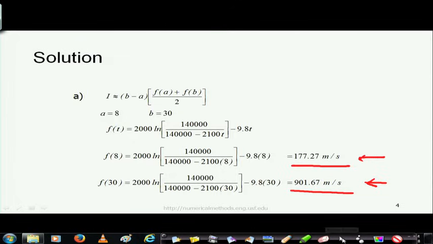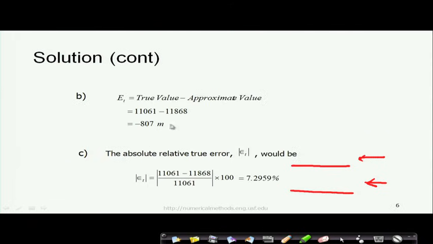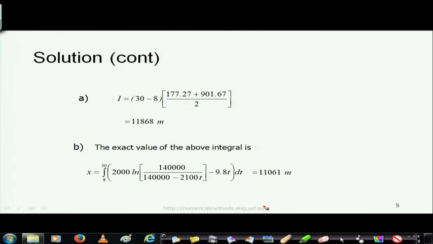So, what will be my integral? My integral will therefore be (30 minus 8), that is (b minus a), times (f(a) plus f(b)) by 2. So, that is coming to 11868 meter. The distance covered is this. However, the exact value, if you do a detailed computation, will be 11061 meter. So, there is an error. Obviously, there is an error because I have approximated the curve using a trapezoid.